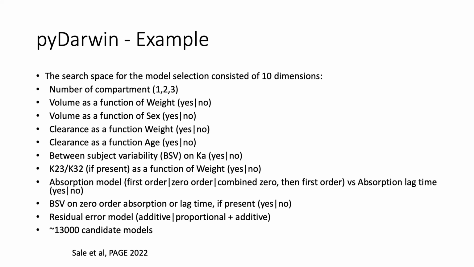And if we had a 2 or 3 compartment model, assessing whether or not the K23 or K32 parameters were a function of weight. Again, multiple absorption models, the between subject variability on the zero order absorption or lag time if it's present, and 3 different residual error models. So we had a relatively limited search space of about 13,000 candidate models.